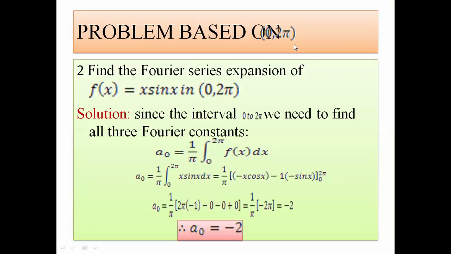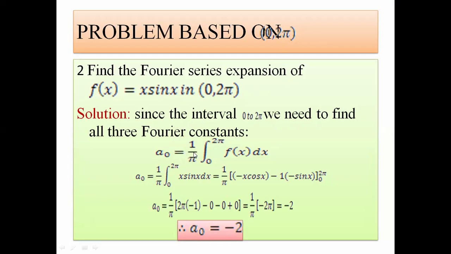Now move on to the second problem, a problem based on 0 comma 2 pi. Find the Fourier series expansion. This is trigonometric. The given function is f of x equal to x sin x in 0 comma 2 pi. Solution. Since the interval is 0 to 2 pi, we need to find all three Fourier constants. What are the Fourier constants? a naught, a n, b n.